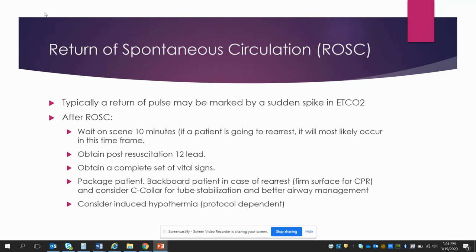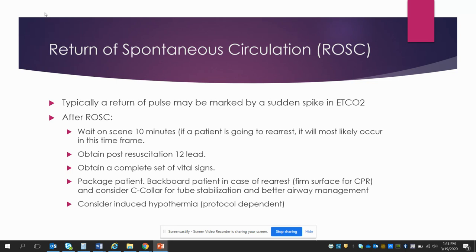Now, in the time period of that 10 minutes, we can go ahead and get a post-resuscitation 12 lead. Even if our ALS personnel is not here, we can go ahead and get it. We can send it to them through our cardiac monitor if we have it. We can send it to doctors at the hospital so that somebody can take a look at it and let us know what's going on.